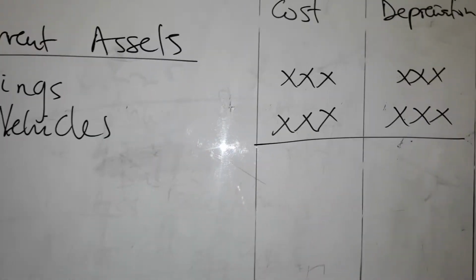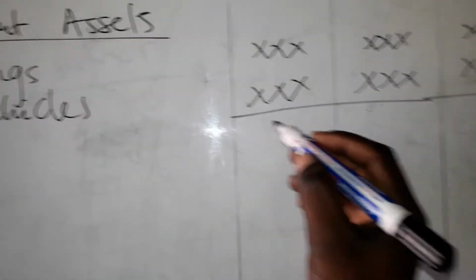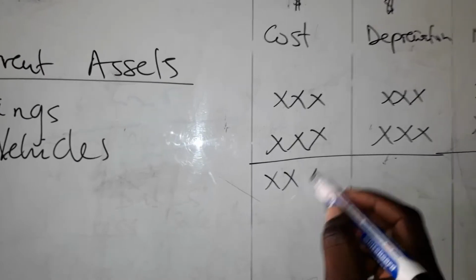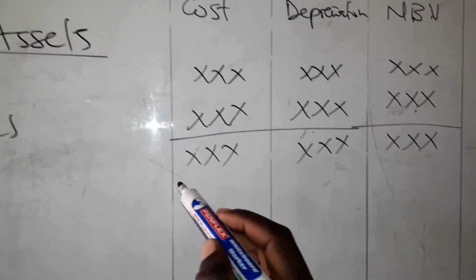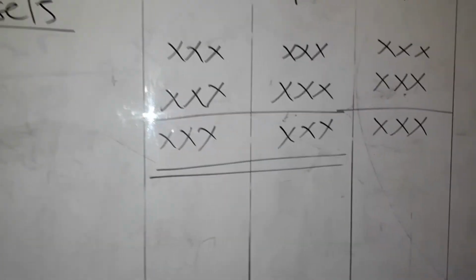Then add these totals. Then the cost, you get this total, then also get the total. We're getting the totals in each column. Then here we double underline because we no longer want to use these figures, right?